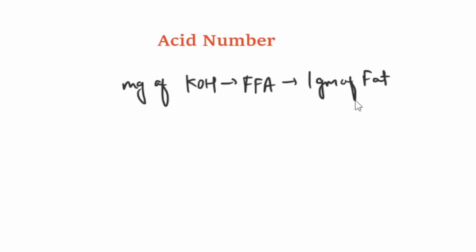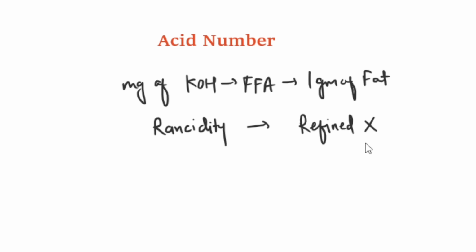Third is acid number. Number of milligrams of potassium hydroxide required to completely neutralize the free fatty acids present in 1 gram of fat or oil. It indicates the degree of rancidity of the given fat. Normally, refined oils should be free from any free fatty acids.